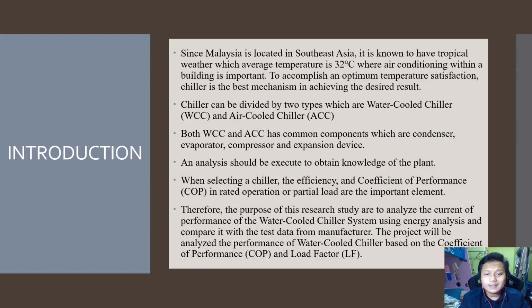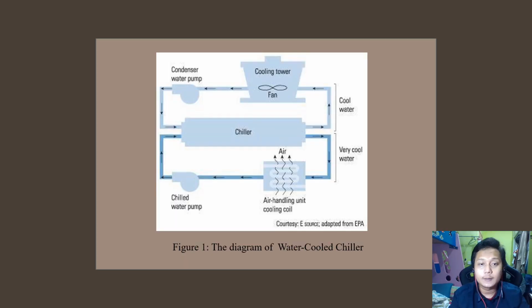An analysis should be executed to obtain knowledge of the plant. When selecting a chiller, the efficiency and coefficient of performance in rated operation or partial load are important elements. Therefore, the purpose of this research study is to analyze the current performance of the water-cooled chiller system using energy analysis and compare it with the test data from the manufacturer. The project will analyze the performance of the water-cooled chiller based on the coefficient of performance and load factor.